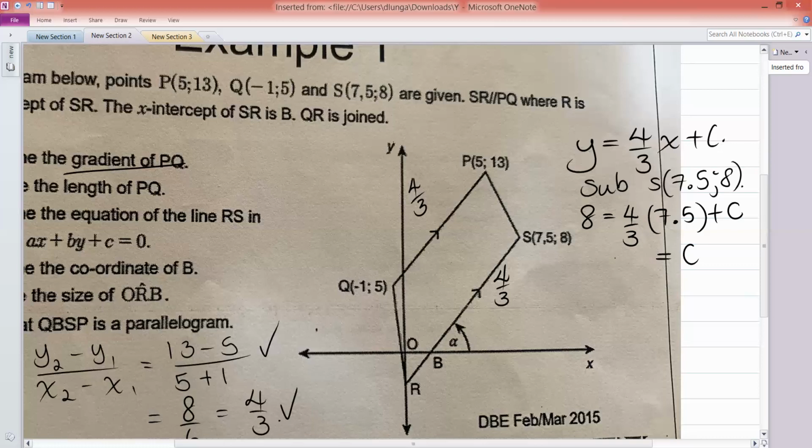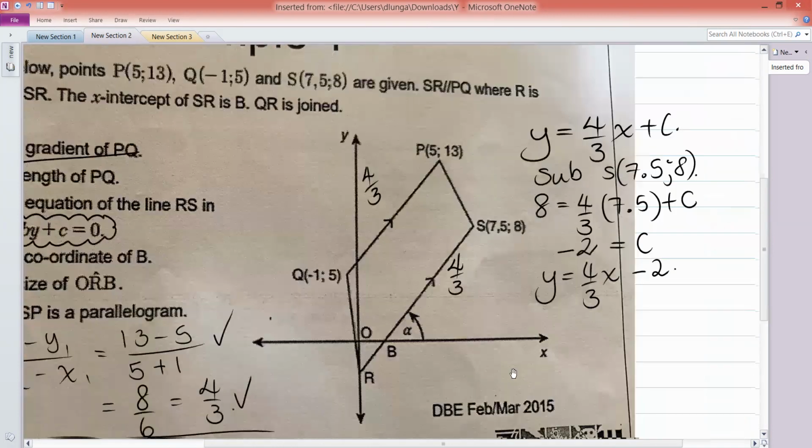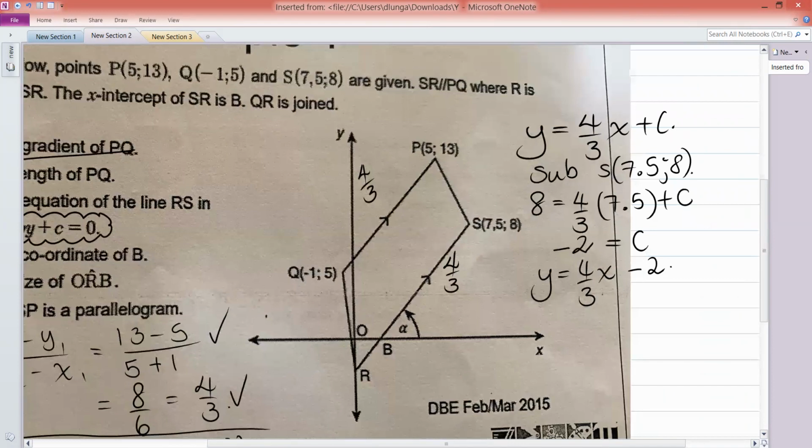What do you guys get? I get -2. Yes, ma'am. So y equals 4/3 x minus 2. Right, so we're not done. Importantly, they want us to write it in the form ax plus by plus c. So let us first get rid of the denominator. If this is being divided by 3, what should we do to the entire equation to get rid of division by 3? Multiply. Right, so we're going to multiply the entire thing by 3.